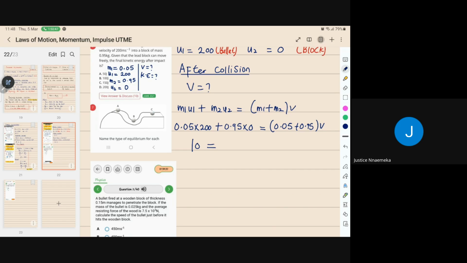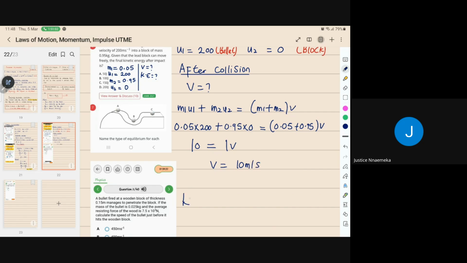So what's the value? Anybody adding it together? That will give us 1. Yeah, 0.95 plus 0.05. Yeah. So that will give us 1 V, right? So that V is equal to 10 meter per second.